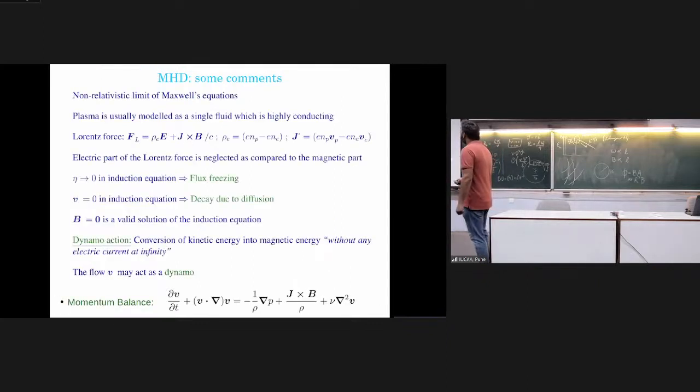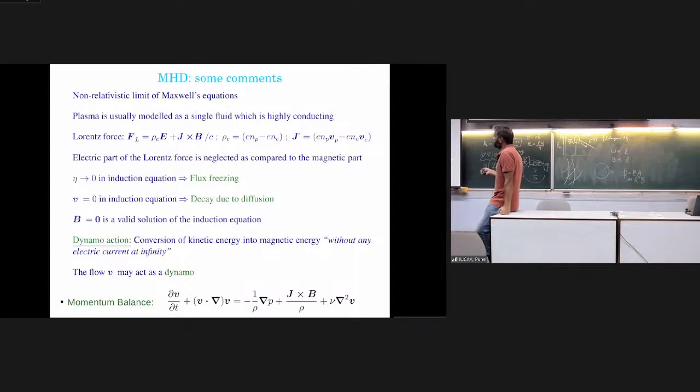Okay. Fine. So let's collect some thoughts on magnetohydrodynamics. This is a non-relativistic limit of Maxwell's equations. It's a funny non-relativistic limit where you keep V by C order terms and ignore V square by C square order terms.